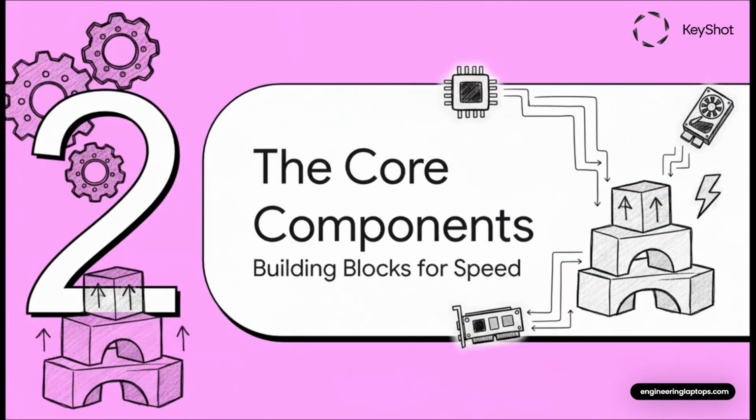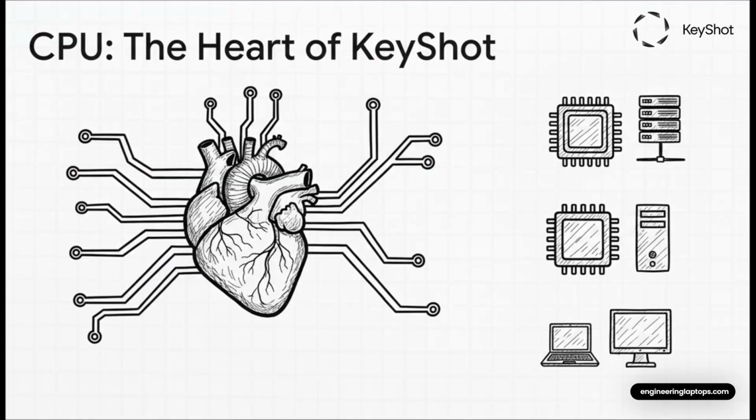So, with that in mind, let's get into the core components. Think of these as the 4 essential building blocks you need to assemble a true rendering powerhouse. First up, the CPU. It really is still the heart of KeyShot, especially for that final, high-quality, I'm done with this project render. The rule of thumb is easy. More cores equals more power.